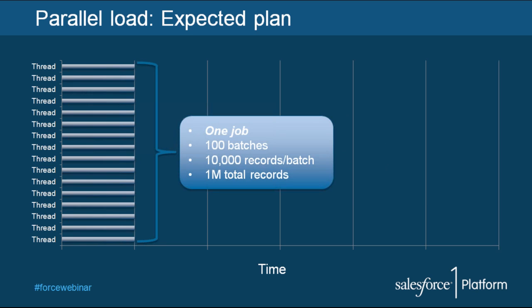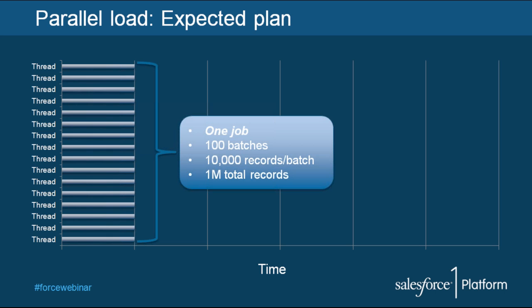So again, visually, let's take a look at what a parallel load might look like. In this case, we've taken that big job and we're going to feed it to multiple concurrent threads that are running out there. Same number of batches, same number of records, all that stays the same. It's just that we are taking advantage of the number of threads that are available at any given time on the platform. Now, the number of threads that are available is not a constant.